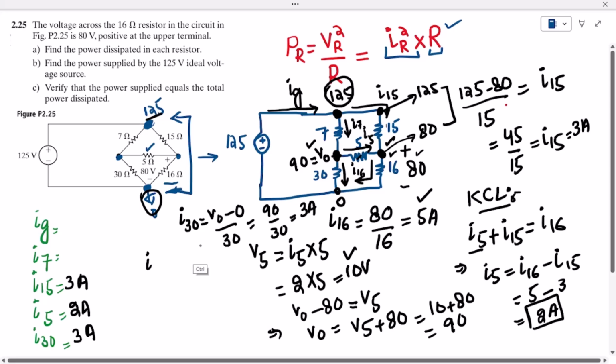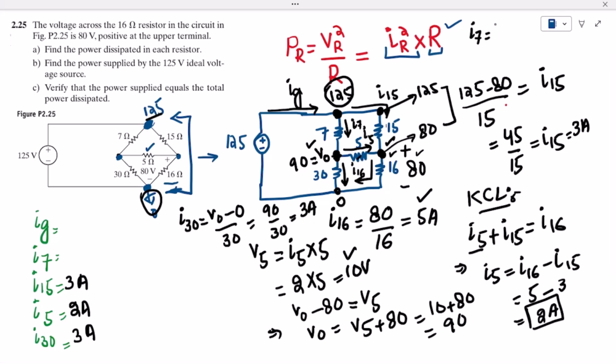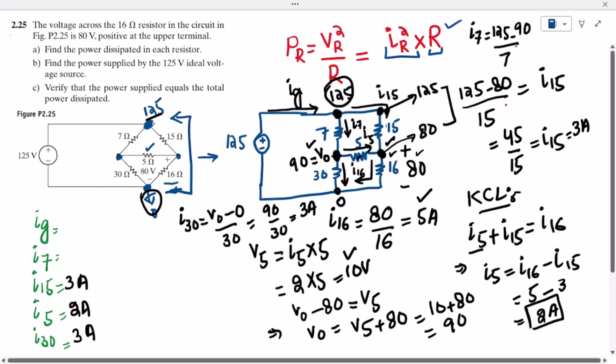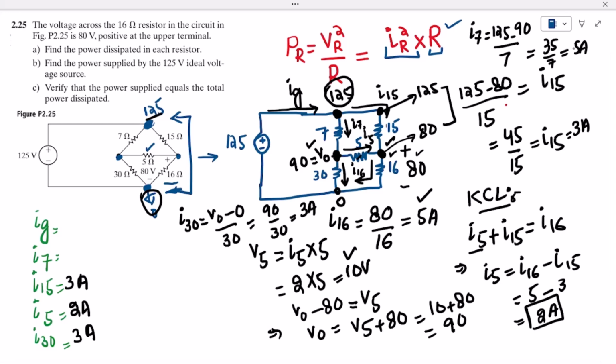Sorry, let me write it here. So I7 is the potential at the upper point, that is 125, minus the lower point voltage, that is 90, divided by 7. So the value of it is 35 divided by 7, that is 5 amperes. So the value of I7 is 5 amperes. All of these currents are known.